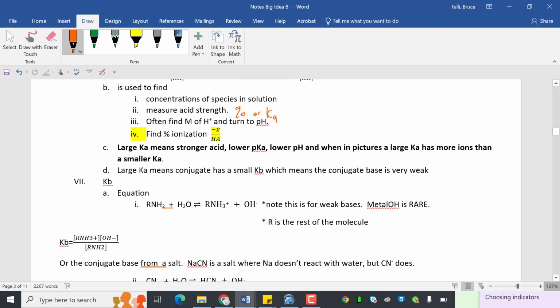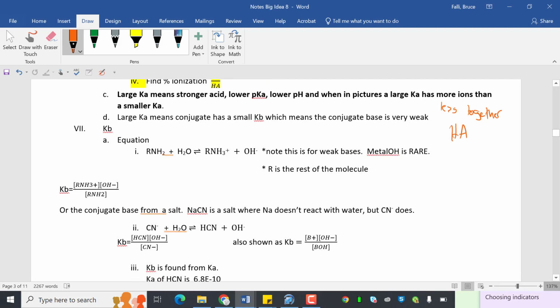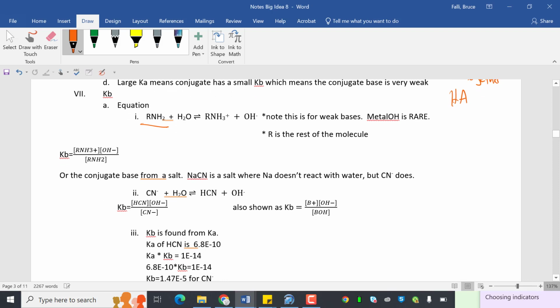Large Ka means a stronger acid. Large Ka means a lower pKa, lower pH. And in pictures, a large Ka has more ions and a smaller Ka has fewer ions, which also means more HAs together. Large Ka means the conjugate base has a small Kb, which means the conjugate base is very weak. Kb, same deal. Talked about how these are going to be our weak bases. It's going to take an H from our old friend water and make a little hydroxide.